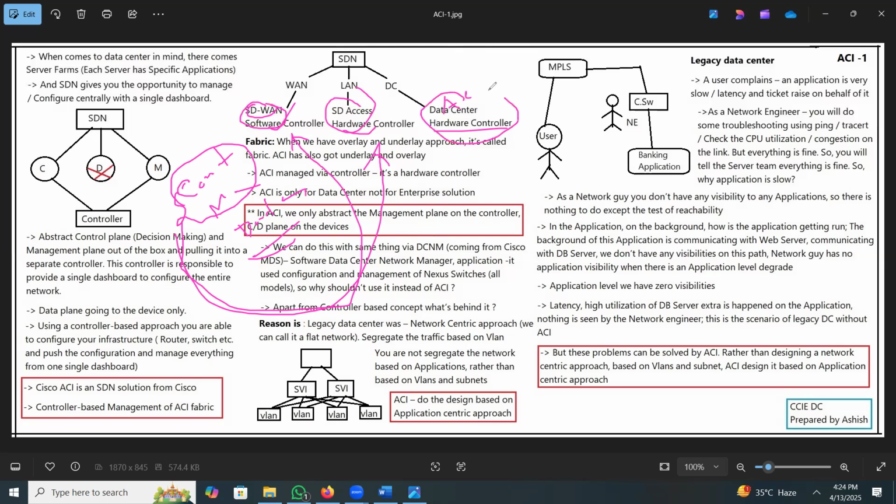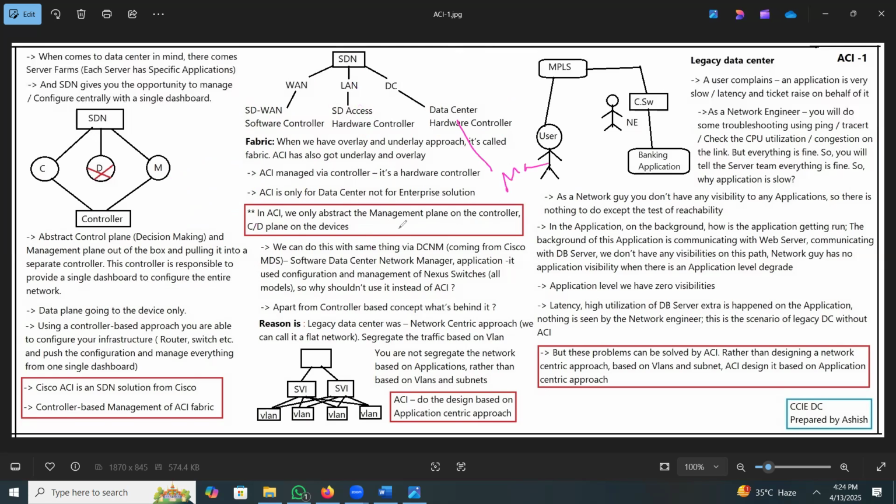But the only difference in Cisco ACI is that only the management plane goes to the controller. Only the management plane, not control plane and management plane. In Cisco ACI, only the management plane goes to the controller. In ACI, we only abstract the management plane on the controller. Okay. So in Cisco ACI, we call it the APIC, Application Policy Infrastructure Controller. From the APIC, we need to configure everything. We will get a single dashboard, and from the dashboard, we will configure the full Cisco ACI infrastructure.